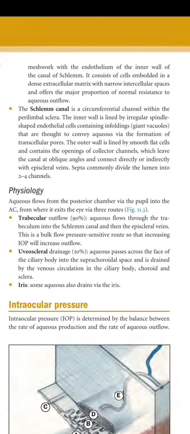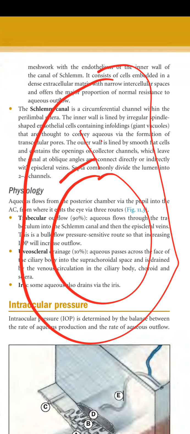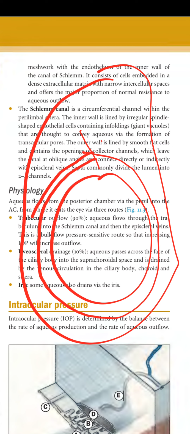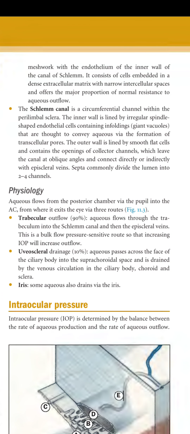So basically this is a cornea, and the rest is the sclera. So Schlemm canal is present at the perilimbal area. Basically it is a canal, and it has an inner wall and an outer wall. The inner wall consists of the endothelial cells, and the outer wall consists of the flat cells. And the Schlemm canal also has 2 to 4 collector channels through which it is drained to the episcleral veins.